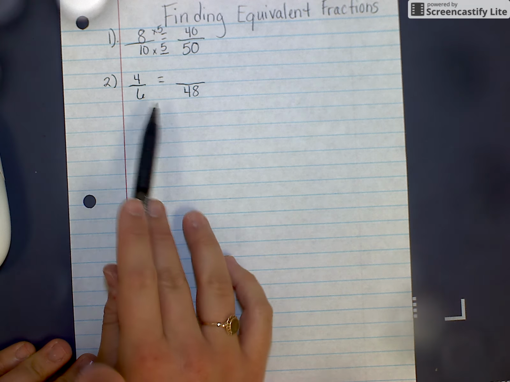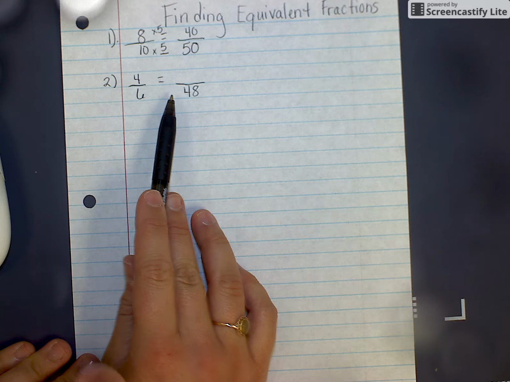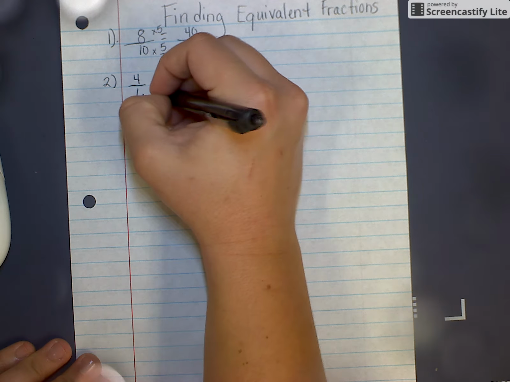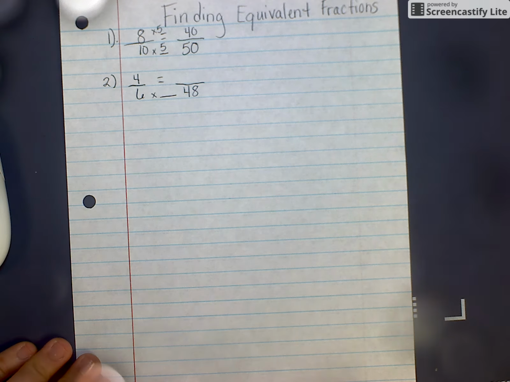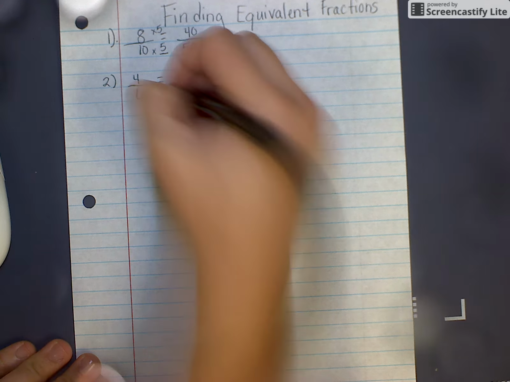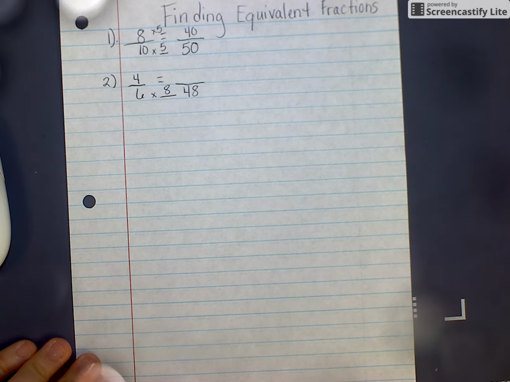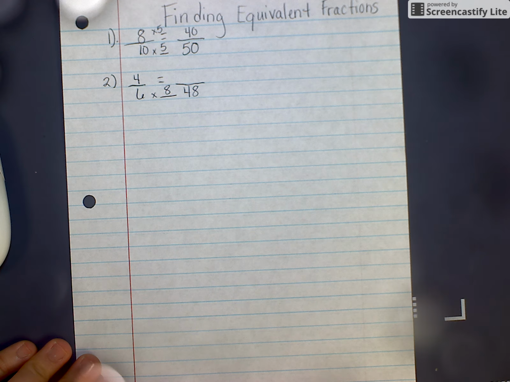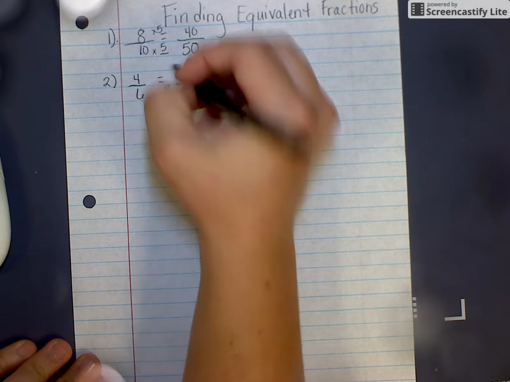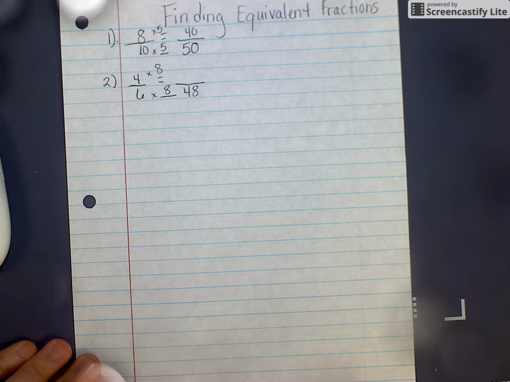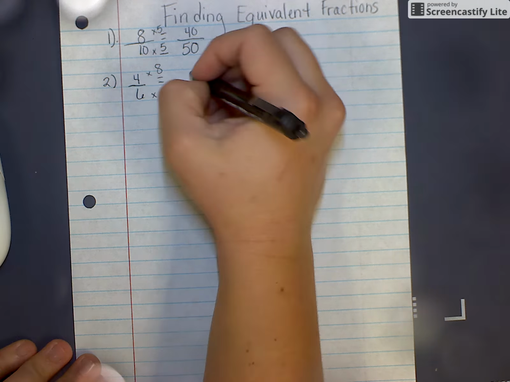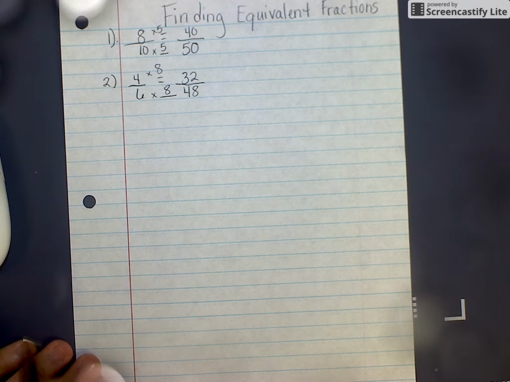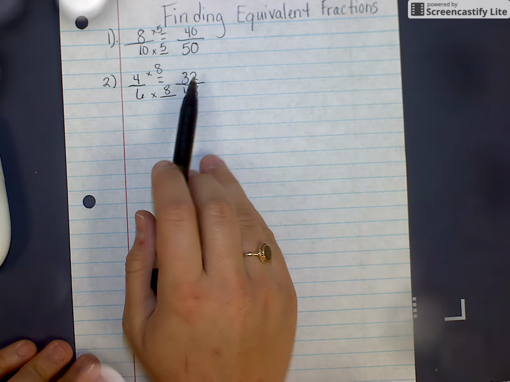So I have to figure out is 6 times what is going to give us 48. So that's what I have to figure out. 6 times what is 48. So this is why it's so important for them to know their multiplication facts. So 6 times 8 is 48. So the golden rule, whatever you do to the bottom, you do to the top. So 4 times 8 is what I'm going to do to the top as well. So 4 times 8 is going to be 32. So their answer would just be 32 because that's what they put at the top.